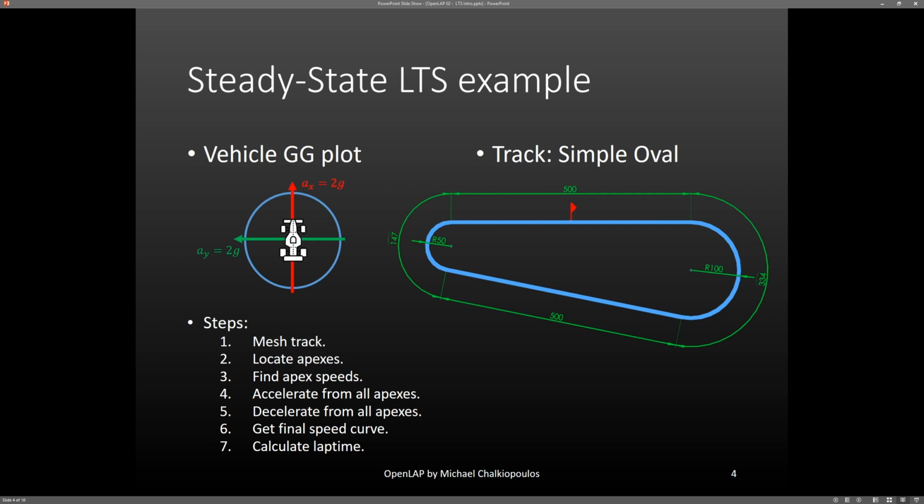Well, to solve the problem programmatically, we need a couple of more steps. First, we need to mesh the track, or divide it into small segments. This will allow us to look at each turning radius at each point and locate the apexes by finding all the local minima. Then we will see that we can calculate the apex speeds directly. After that, by connecting the points between them, or should I say the nodes, with the vehicle's motion equations, we will be able to accelerate and decelerate it and get the final speed curve. Then we finally calculate the lap time.